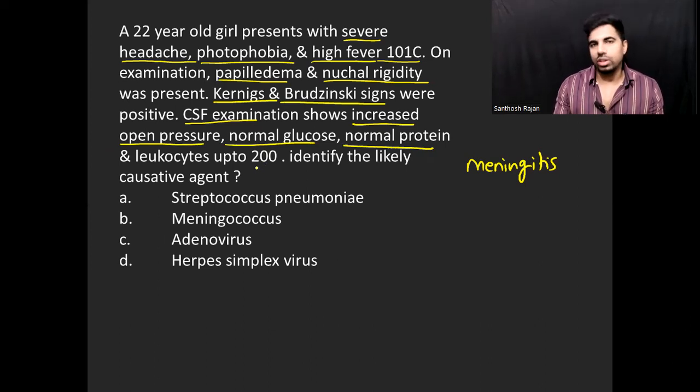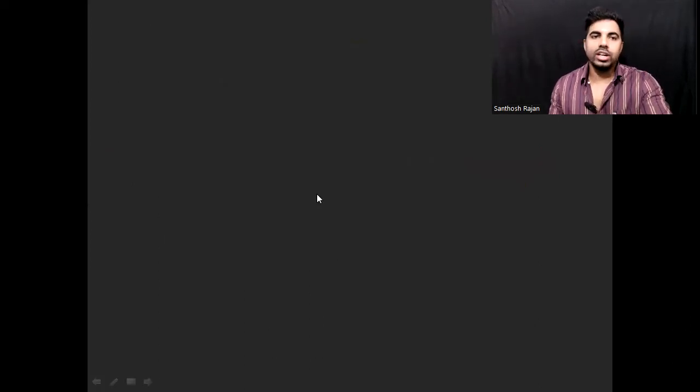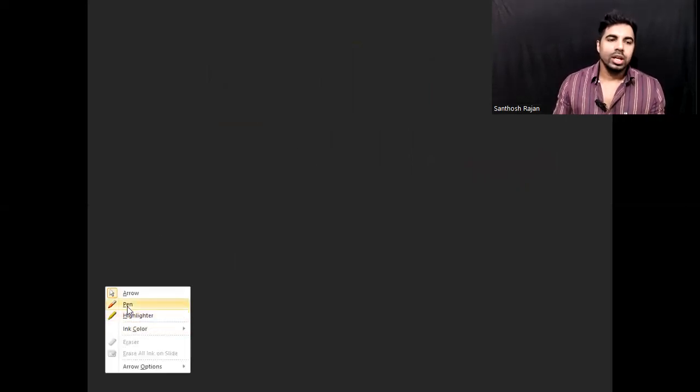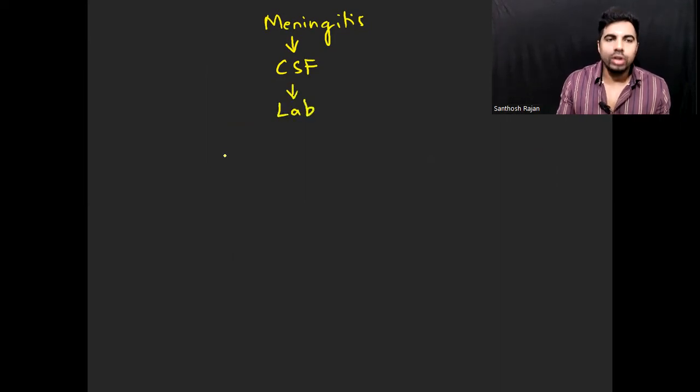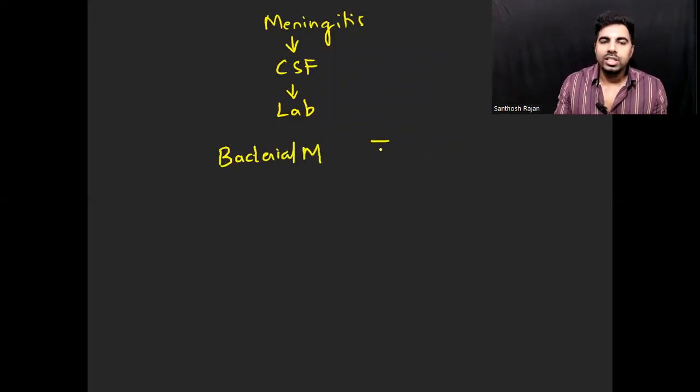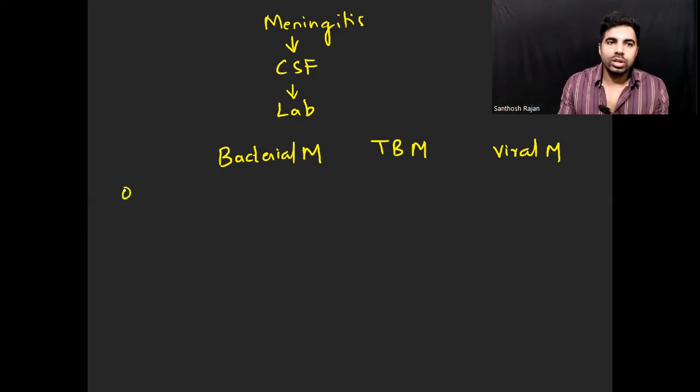Now we have to identify the causative agent. So let's see how to identify. Whenever there is meningitis, we have to take the CSF. You have to do a lumbar puncture, take the CSF sample and send it to the lab. In the lab, we make an analysis to check what is causing the meningitis. It could be bacterial meningitis, or TB meningitis, or viral meningitis, right? And what criteria do we have to check?